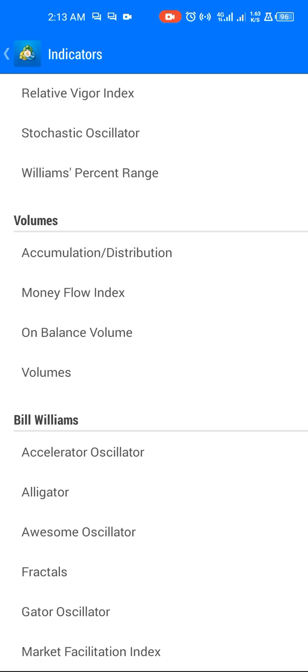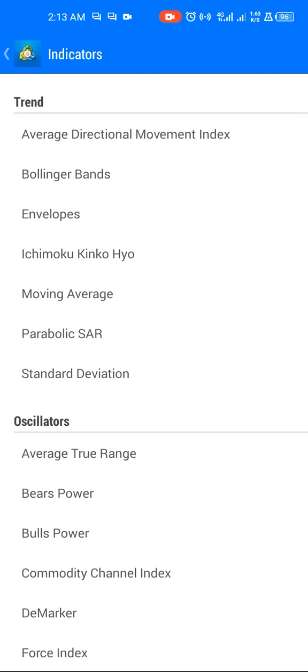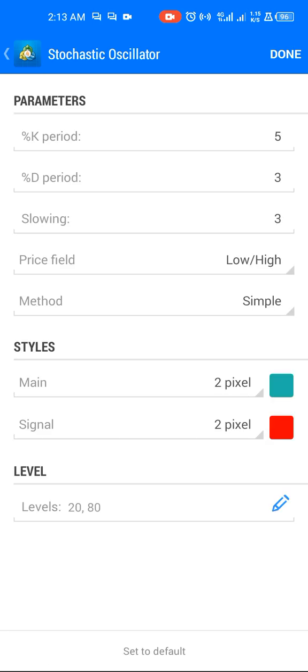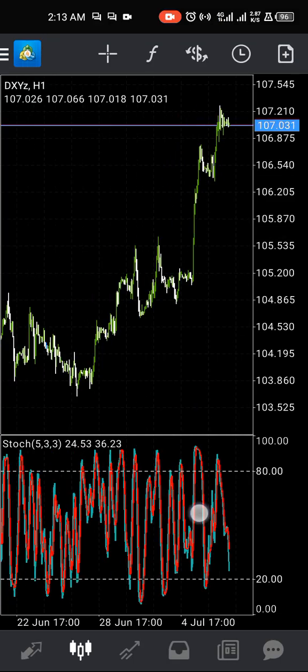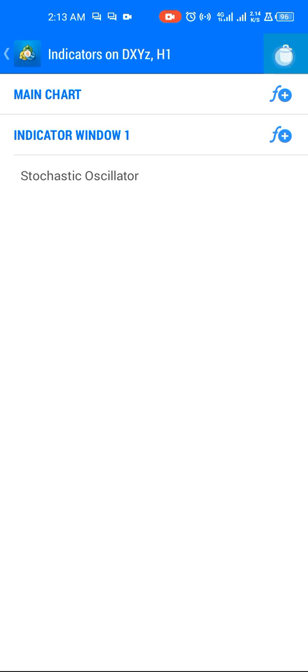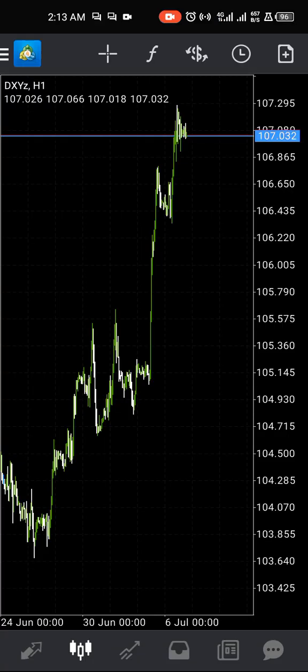I don't use indicators. There are some traders that use indicators, but if you use indicators, you can come here. Let me say I select stochastic and press done. I can see the stochastic indicator down here. But I don't use it, so I'll just go back there. Look at the delete icon up here. I click it, select the stochastic and delete it.